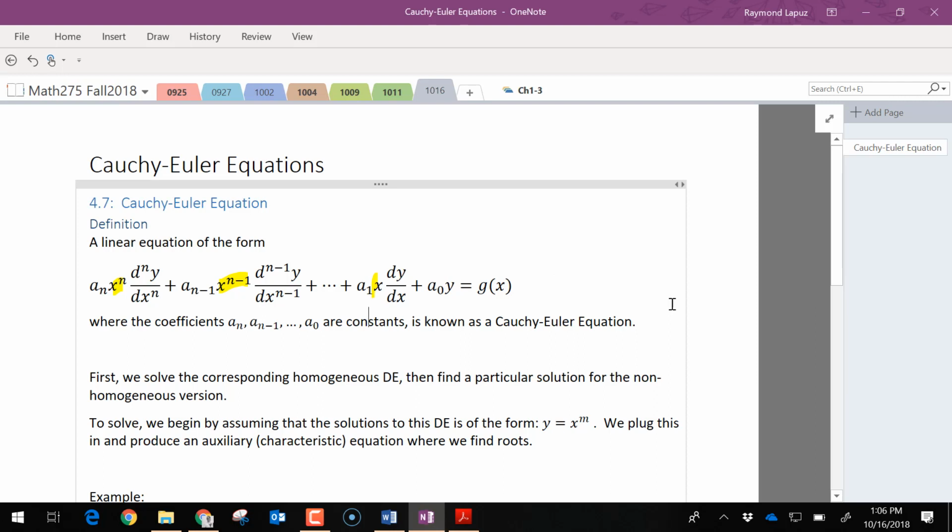So the Cauchy-Euler equation is going to be an equation of this form where you have some constant times x to the nth power, and then that x to the nth is being multiplied by the nth derivative of y, and then a bunch of linear combinations of the same pattern. And just like before, we're going to consider the homogeneous way of solving for this first, and then we'll use variation of parameters to help us figure out a particular solution.